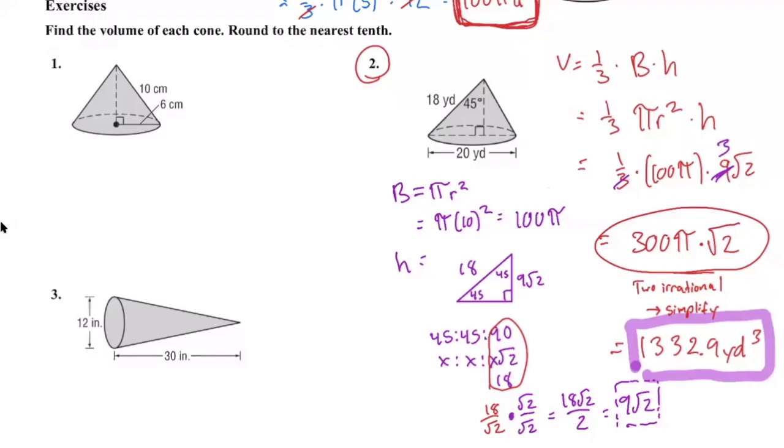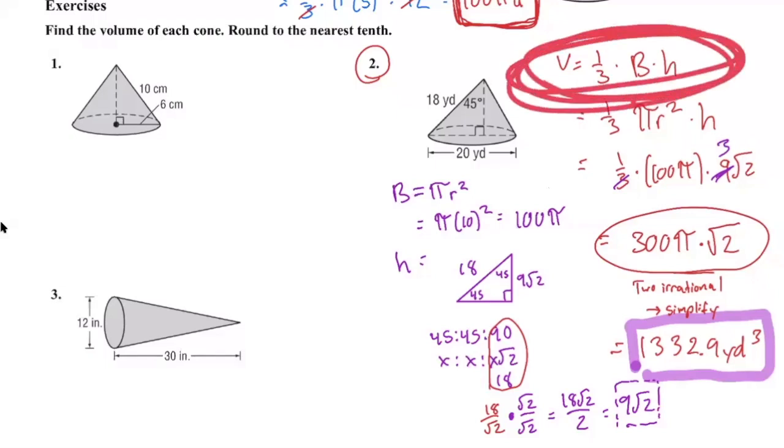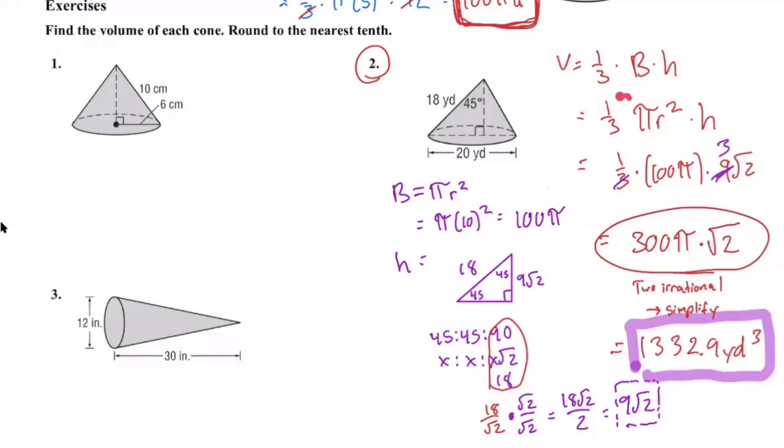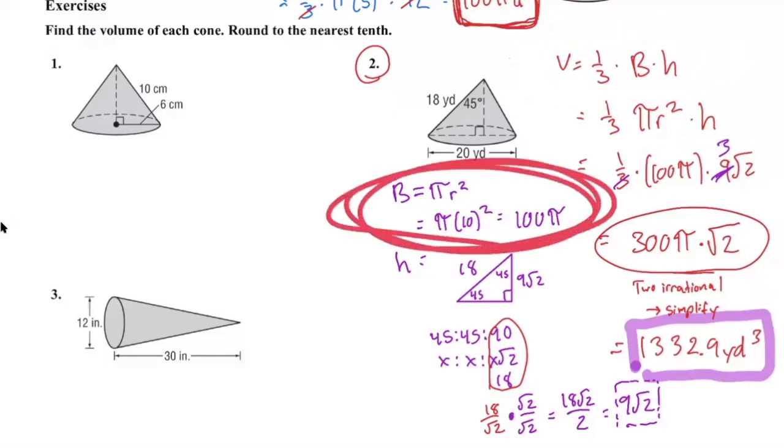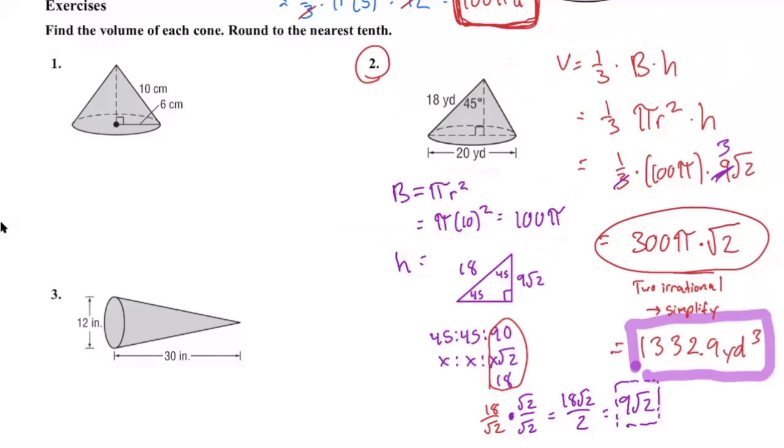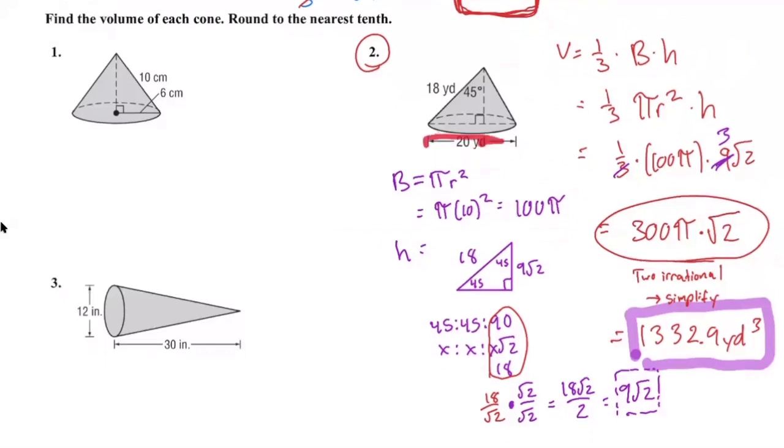Okay, so it's from the top. Just write down your formula, right? You know it's a cone. Volume is 1/3 of that. And then the base is a circle, so area of a circle, to find that was pretty easy. Your radius is 10 because it's half of 20. So you have the base area.